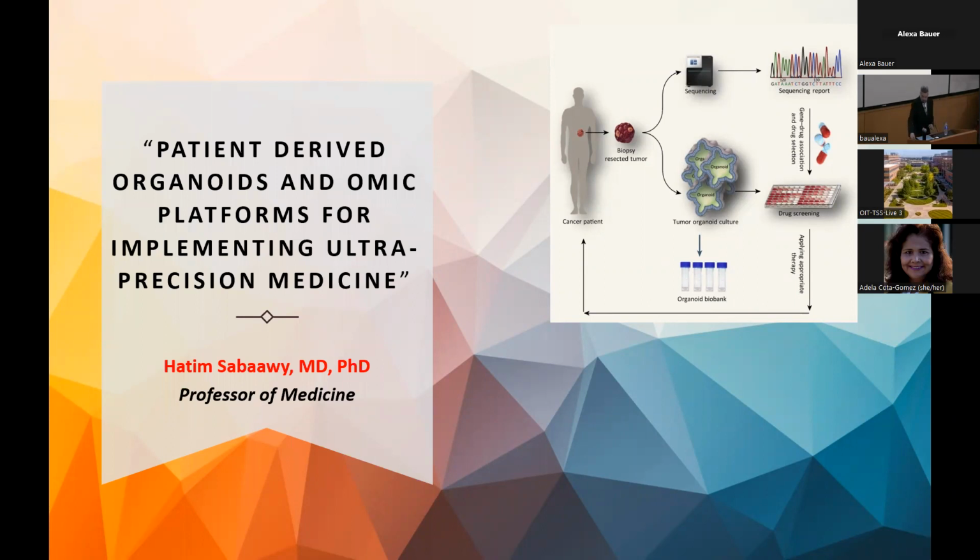So overall, I am going to show you some of our models developed, and in the last part of the talk, I'll share with you some unpublished data on the drug discovery project that we are working on.